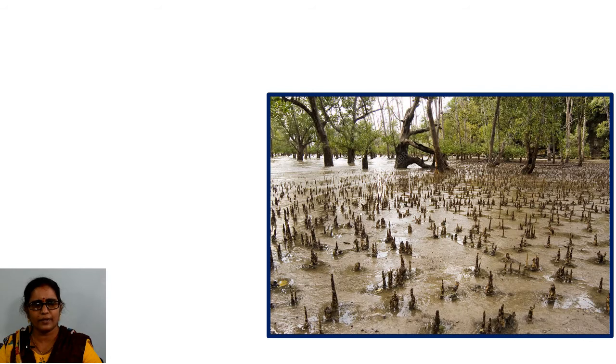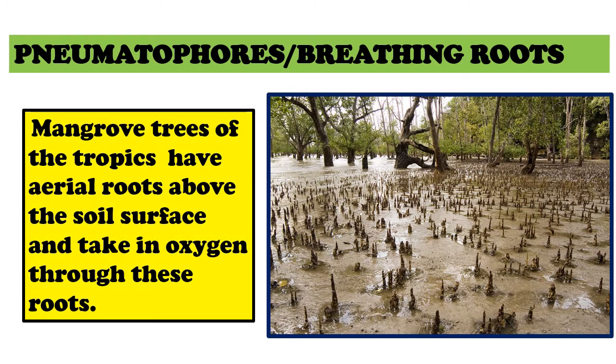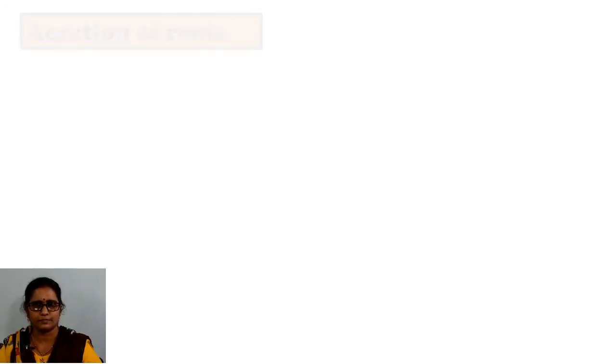Now take a look at this picture. Yes, you are right children, these are the marshy trees which we call mangroves. They grow in the wetland areas where the river water meets the ocean water, and they have special structures coming out from the ground known as pneumatophores or breathing roots. They are also known as aerial roots. So the mangrove trees of the tropics have these aerial roots above the soil surface, and they take in oxygen through these roots.